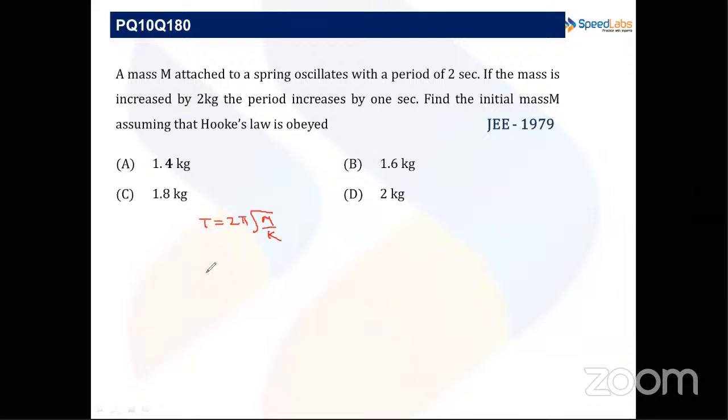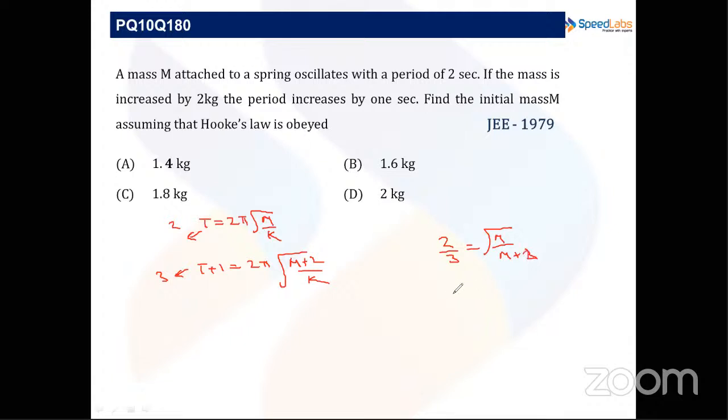And then the time period is increased by 1 second. So that is T plus 1 is equal to 2 pi under root of the mass increased by 2, so this is m plus 2, and the spring is the same, so by k. And the first T is also given. This is 2 seconds and this is 3 seconds. So just divide. You get 2 by 3 is equal to under root of m upon m plus 2. Solve this and you will get your mass.